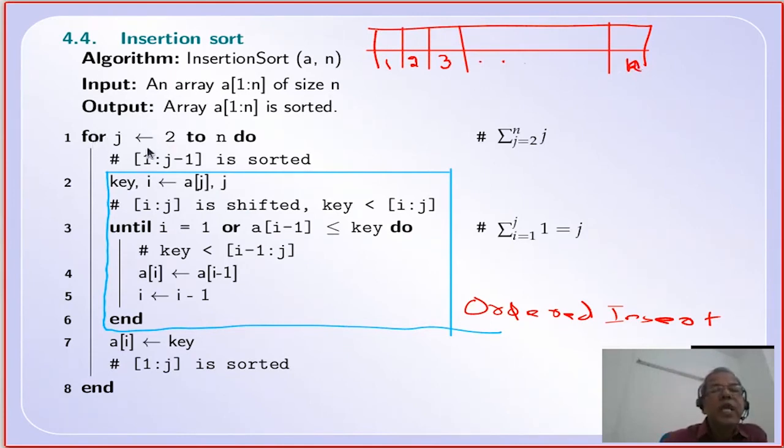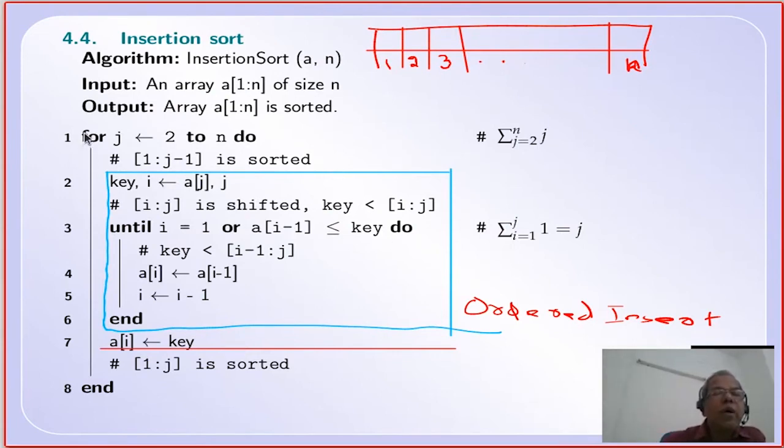All right. So j goes from 2 to n. 1 to j minus 1 is already sorted. 1 to 1 is sorted, 1 to 2 is sorted, 1 to 3 is sorted. And after that, we are just calling the code for ordered insert. Anyway, my intention is not to reason about the correctness of the algorithm, but to analyze the running time.